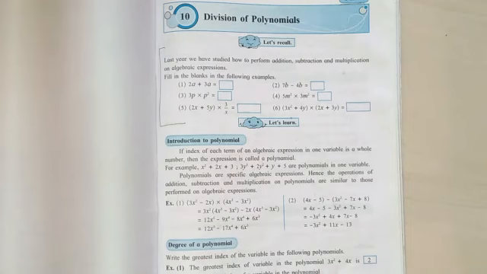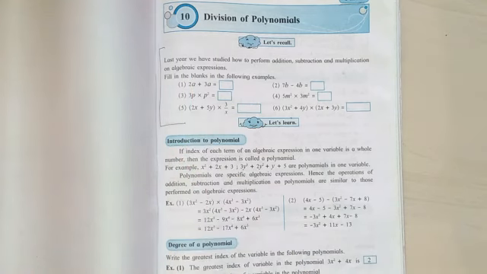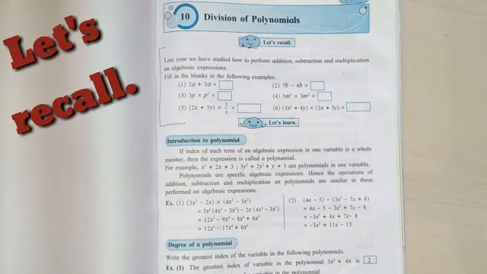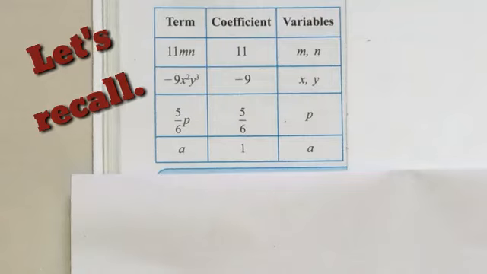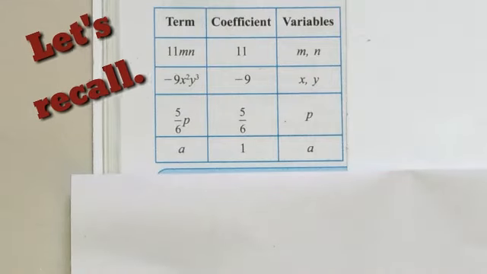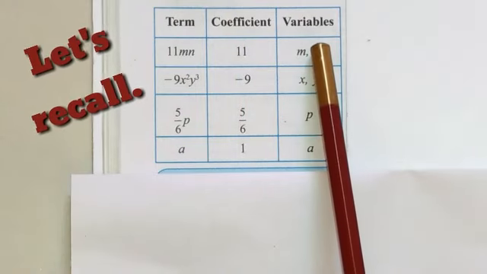Students, the basic part of this unit, which is regarding the addition, subtraction and multiplication on algebraic expressions, you have studied in your last year only. Let's recall that very shortly. Students, can you remember that we are already aware of the concept of term, coefficient and variables.